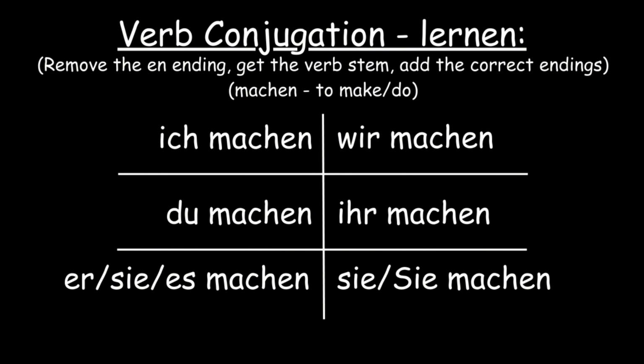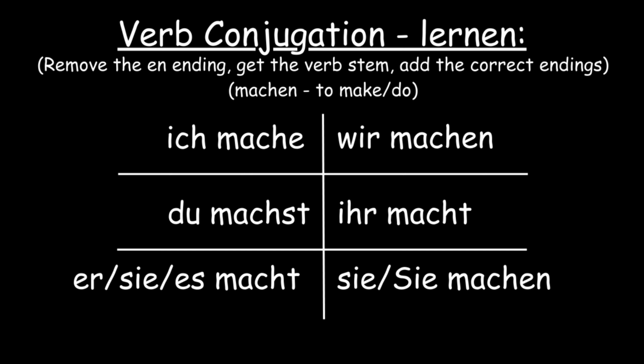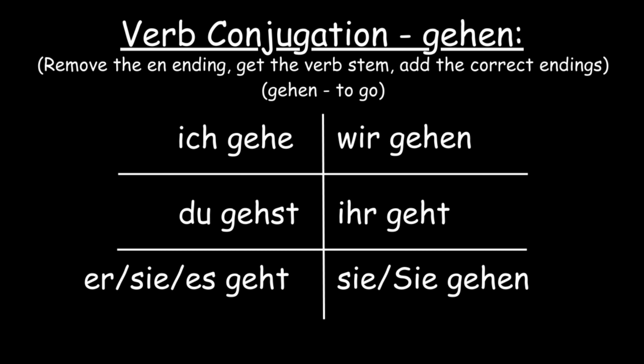Now, let's take the verb machen. To conjugate it, remove the n ending, take the verb stem, and add the correct endings. Ich mache. Du machst. Er, sie, es macht. Wir machen. Ihr macht. Sie machen.